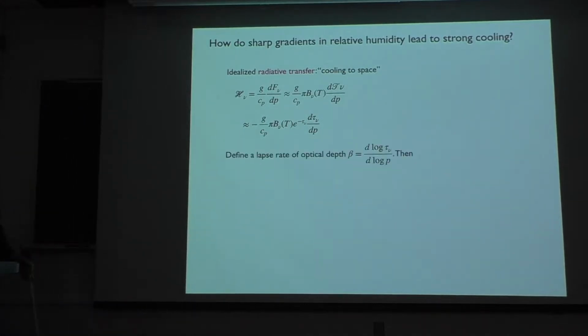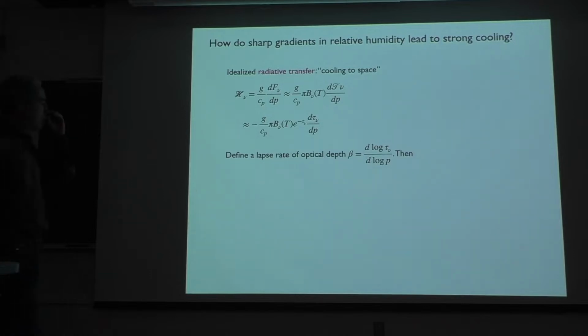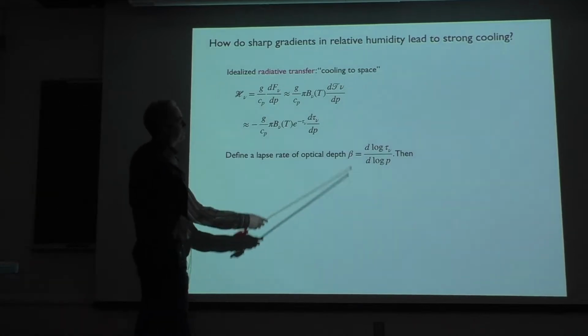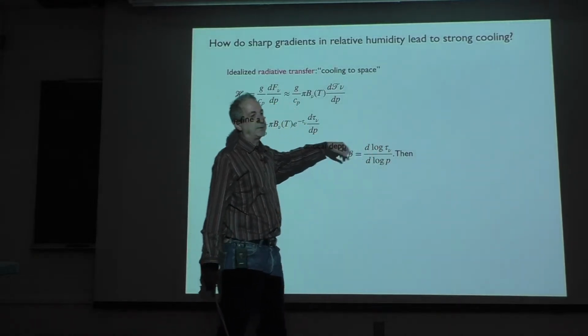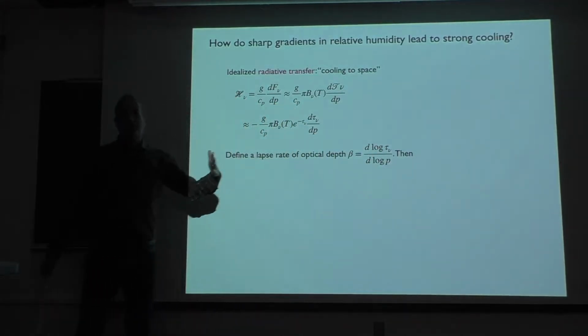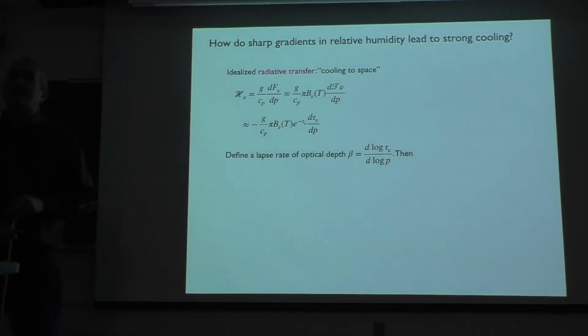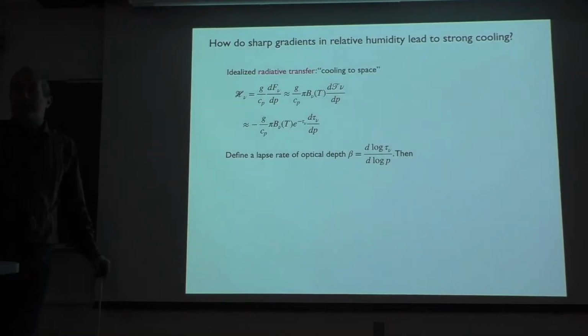Okay? We're going to define a lapse rate of optical depth, a logarithmic lapse rate of optical depth. We're going to call it beta, so this is the change in the logarithm of the optical depth with respect to the logarithm of pressure. We do that because, for example, for a well-mixed gas, this beta is 1, right? So if there's no variation in height, then basically the opacity increases as the mass increases in a logarithmic sense.